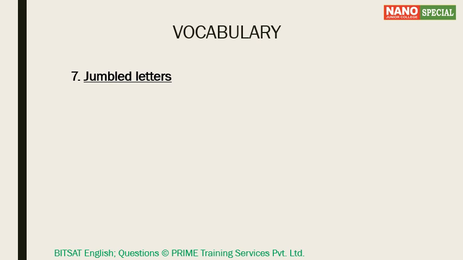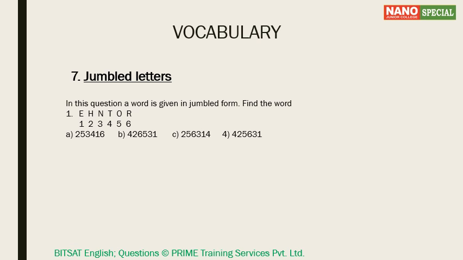Jumbled letters. Jumbled letters means here you have given words, but the letters are jumbled. What you need to do is rearrange the letters in such a way that you get a coherent word. So let's look at a question here.